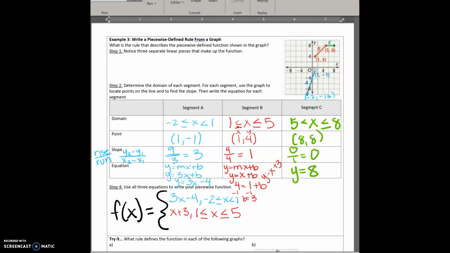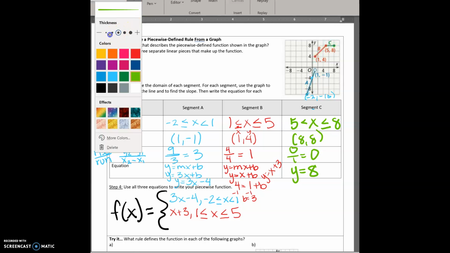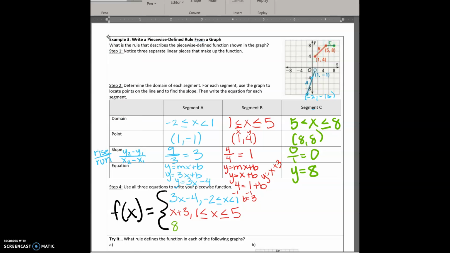And then the last one, we would use the green one of just 8 when x is greater than 5 but less than or equal to 8. And there's our piecewise function.